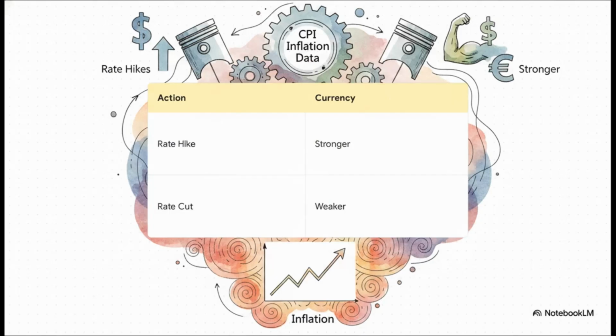So your crucial takeaway is captured right here on your final cheat sheet. This is the unbreakable relationship between central bank actions and currency strength. Rate hikes equal a stronger currency. Rate cuts equal a weaker currency. And what actually causes those hikes and cuts? The CPI inflation data. That is the engine.